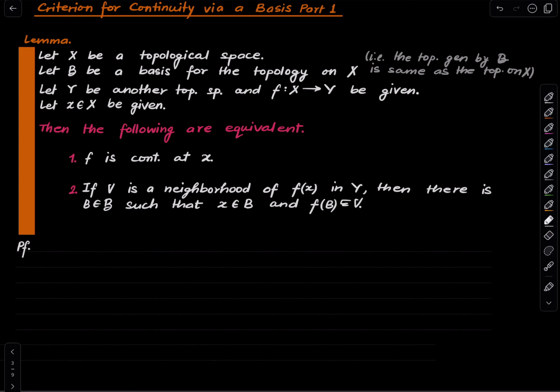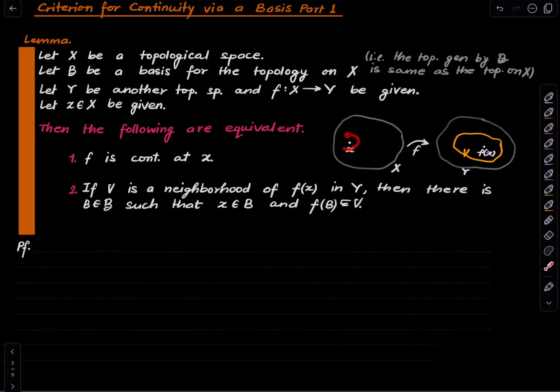So let's draw a picture and try to understand what this statement is saying. We have the space X and we have the space Y. The statement says that whenever we choose a neighborhood of Fx, call it V, there is some basis element which contains X and whose image under the map F is inside V. What does this say? It says that there is a neighborhood of X whose F image is inside V, but the second statement is saying a little bit more. So, I hope you understand the statement. And now we can start proving it.